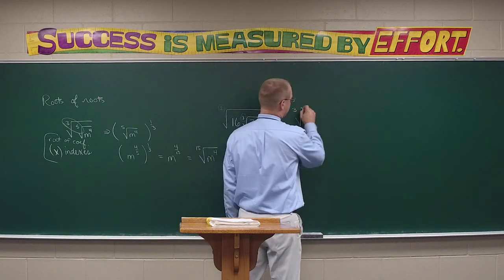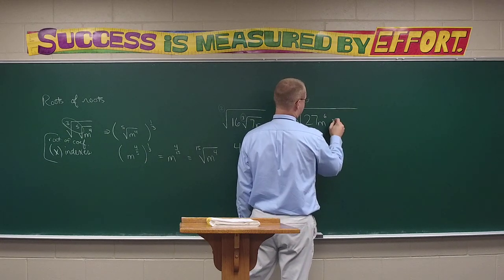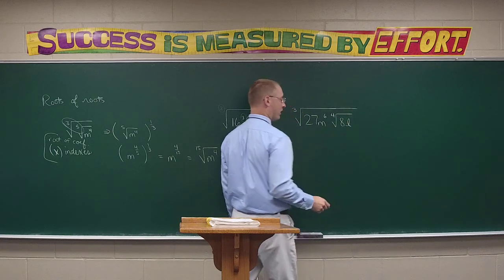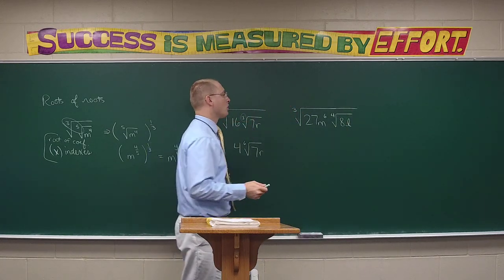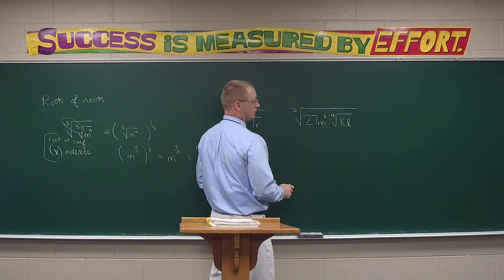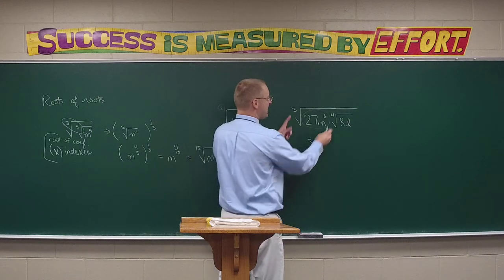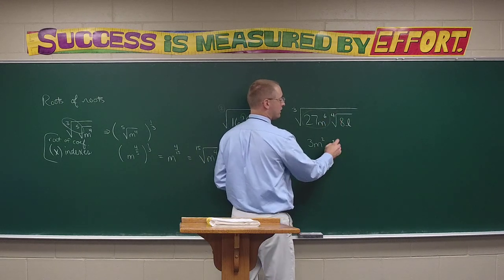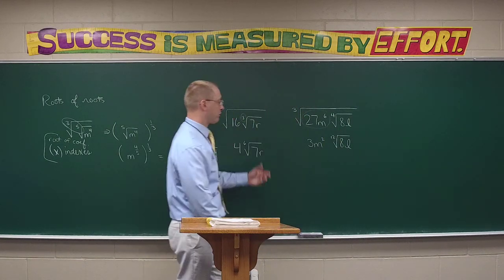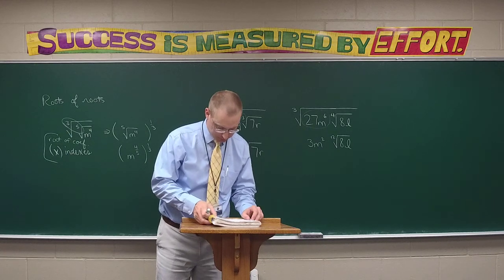Or if I had the cube root of 27 m to the 6th times the fourth root of 8l, something like that. Okay? Well, in this case, I'd start by taking the cube root of the coefficient. Yeah, hopefully you were thinking 3m squared, and then multiply the indexes to get, hopefully you were thinking, the 12th root of 8l. So not particularly hard here, in my opinion.